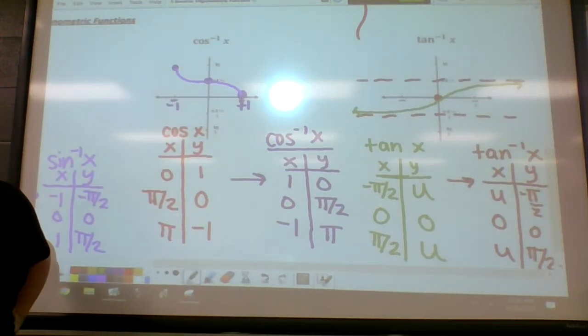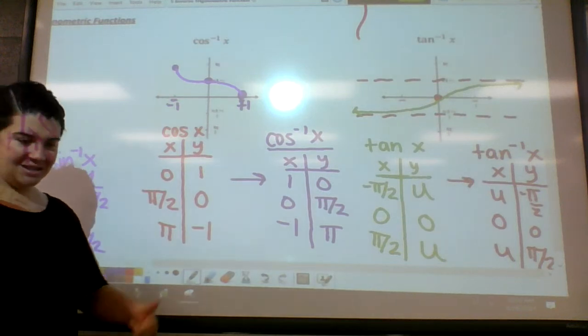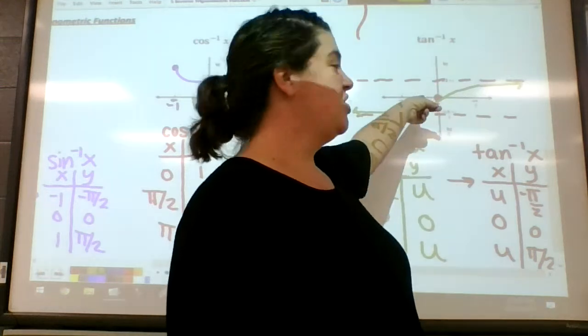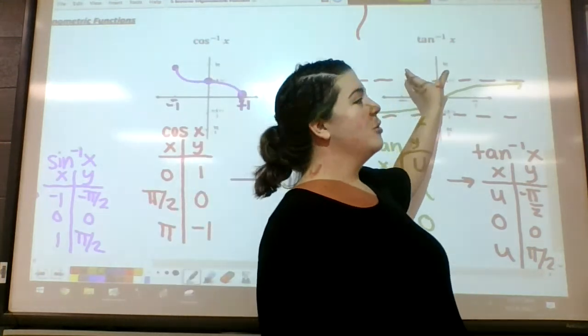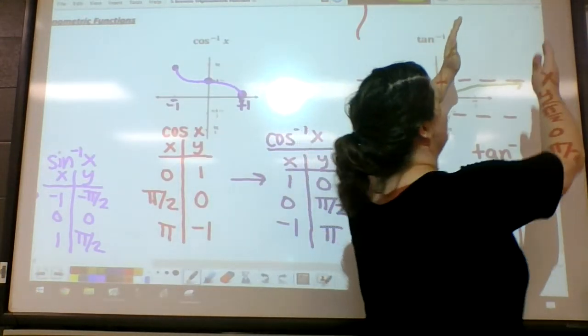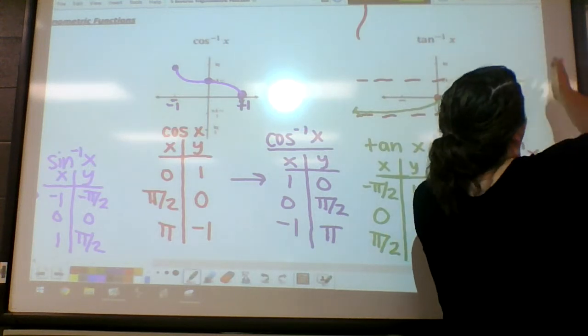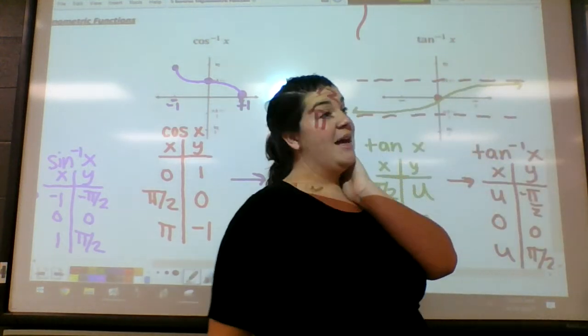So now you've seen them. This tangent? Think about what the tangent graph normally looks like. It has vertical asymptotes here, and it runs up and down, right? So literally, we just took that graph and flipped it on its side.